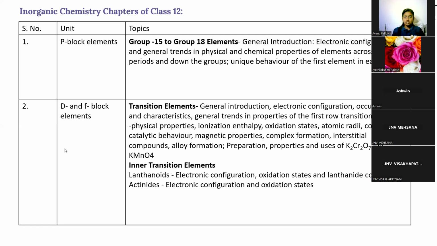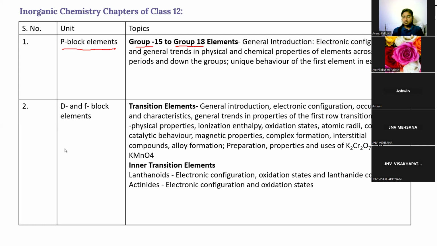P block elements is actually a very big lesson. But from last year onwards, they have deleted many topics from this lesson, and now this is one of the smallest lessons among the 20 lessons from chemistry. We have group 15 till group 18. Actually P block elements consist of group 13 till 18.